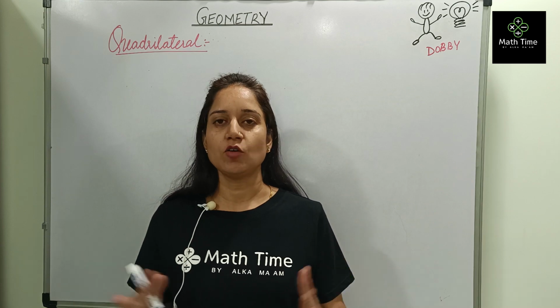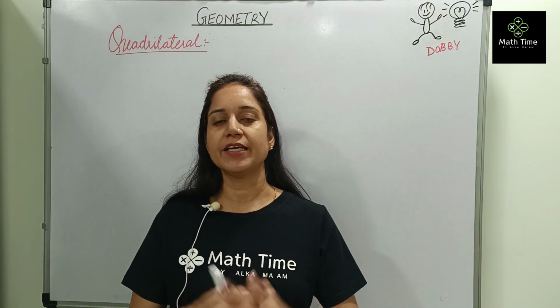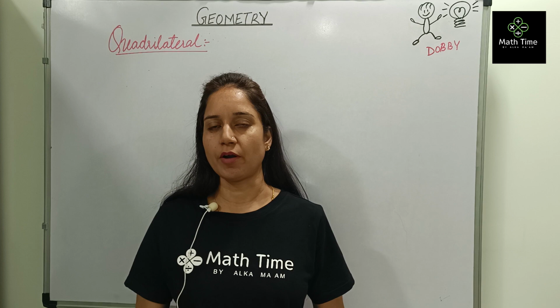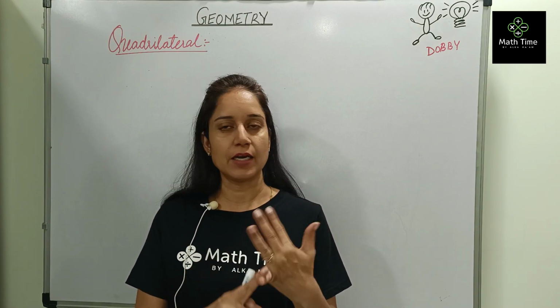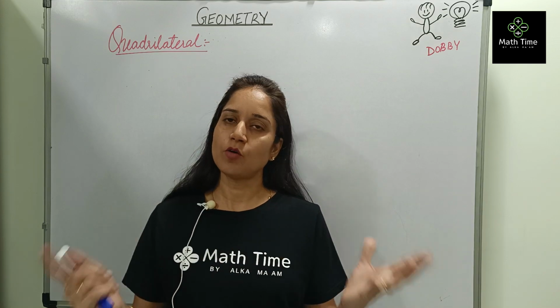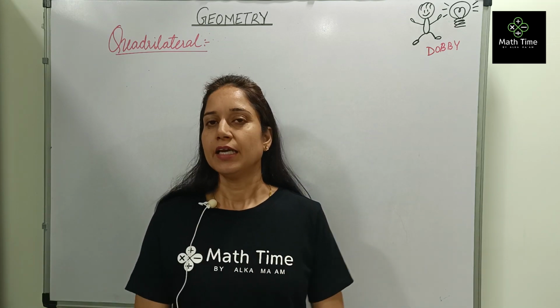Yes, in today's class we will be talking about quadrilaterals, right? It's a four-sided closed figure. All the four-sided closed figures come in the category of quadrilateral. It may be a square, a rectangle, rhombus, parallelogram, trapezium. So we are going to study all these in this video.